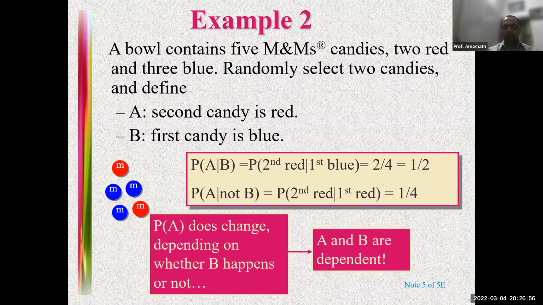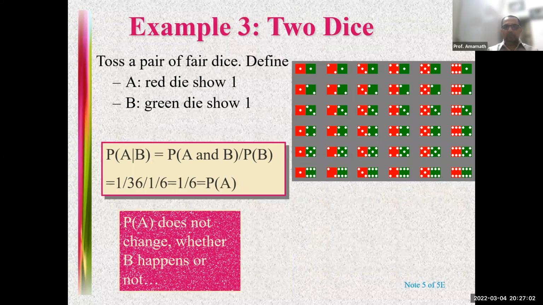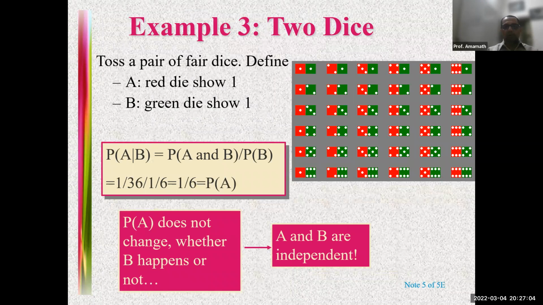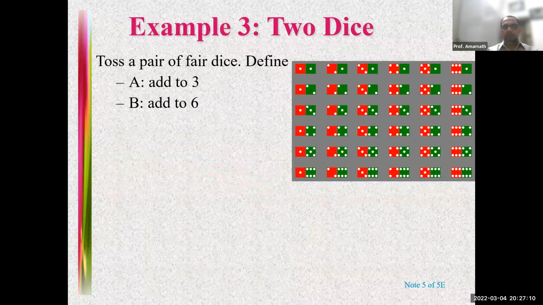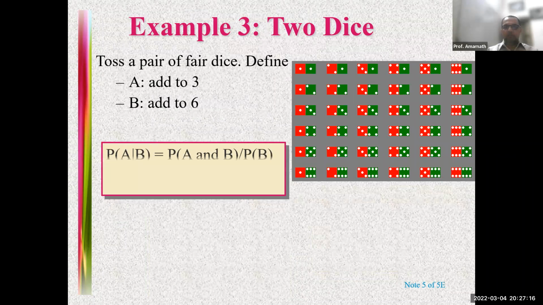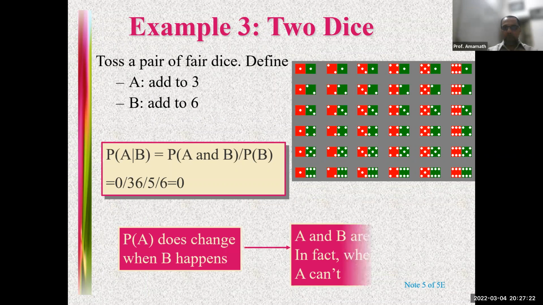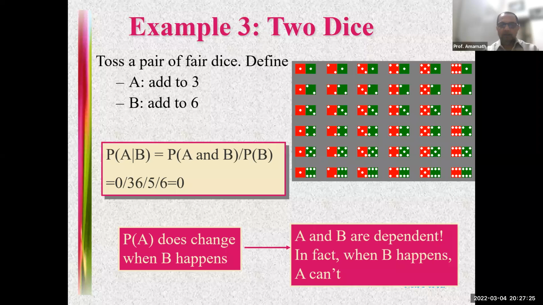The dice example. In this case, the probability of A given B is equal to the probability of A. So with 2 dice, the probability of A given B is 0. In this case, the logic changes. A and B are dependent. In fact, when B happens, A can't. P of A does change when B happens.